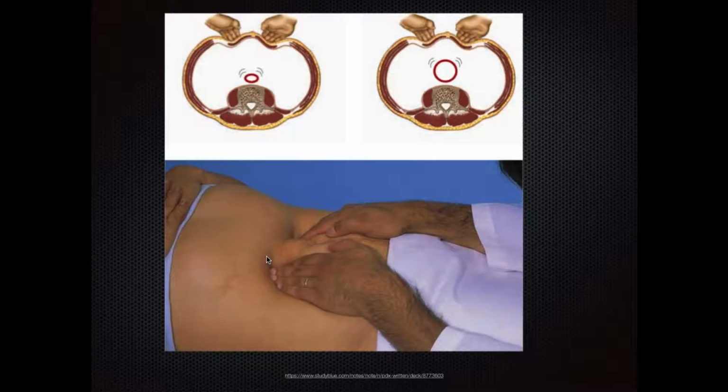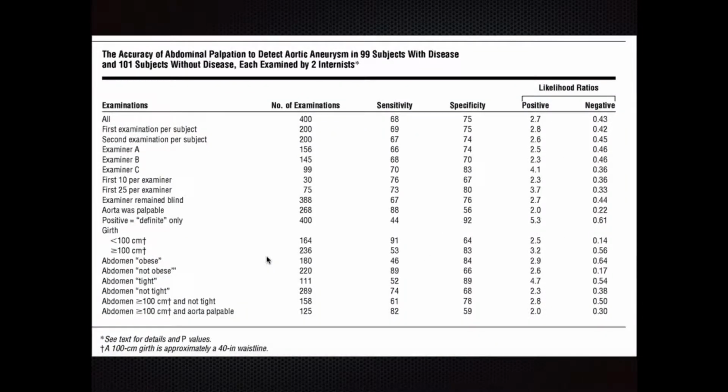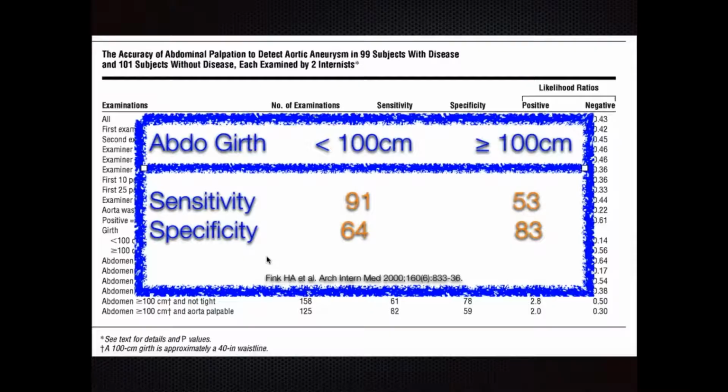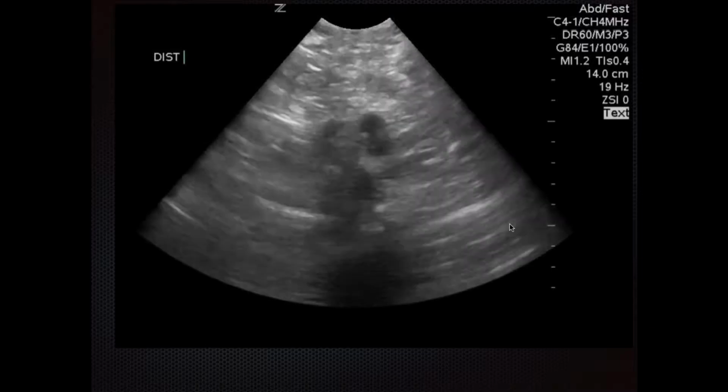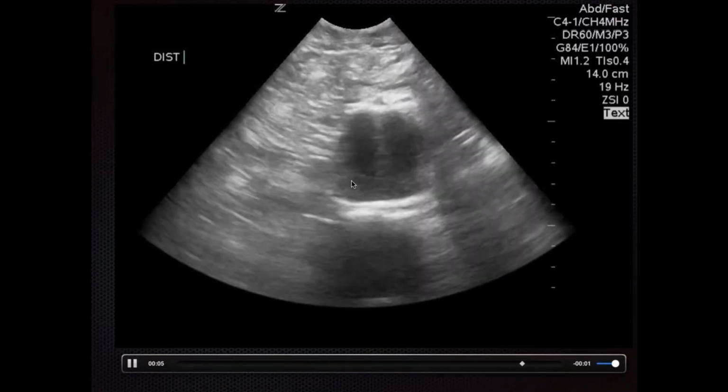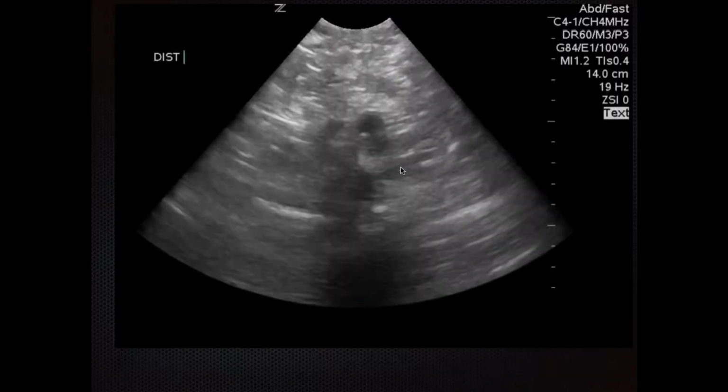Well, we all know the limitations of physical examination techniques in terms of trying to sort out whether or not a patient's aorta is enlarged. What does the data say about the ability to identify abdominal aorta on physical exam? Well, in a thin patient, the sensitivity is 91%, specificity 64%, but in a patient with abdominal girth more than 100 centimeters, your sensitivity dramatically goes down to 53%, so that's probably not a whole lot better than flipping a coin here. So you turn to your ultrasound and you scan the patient and you end up seeing this within the abdomen.